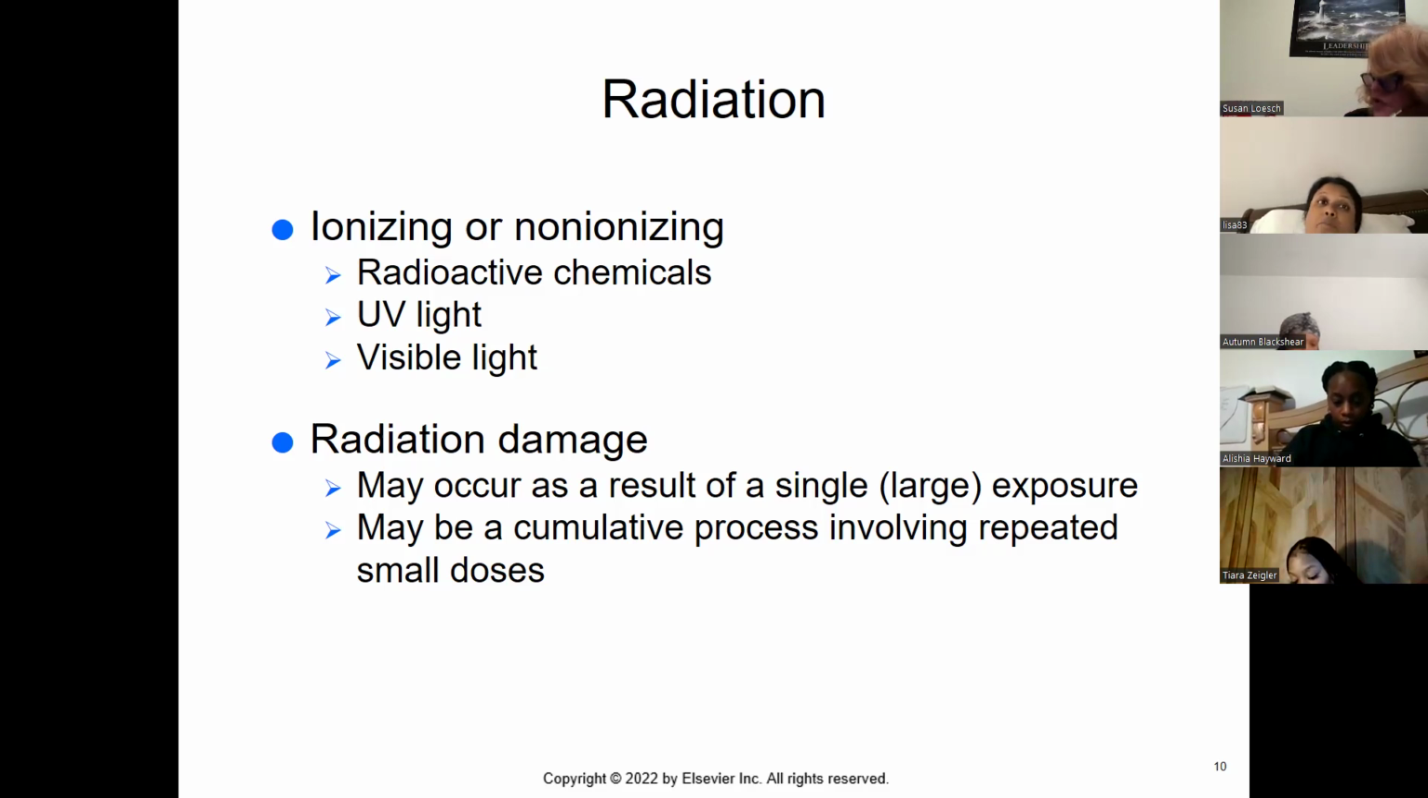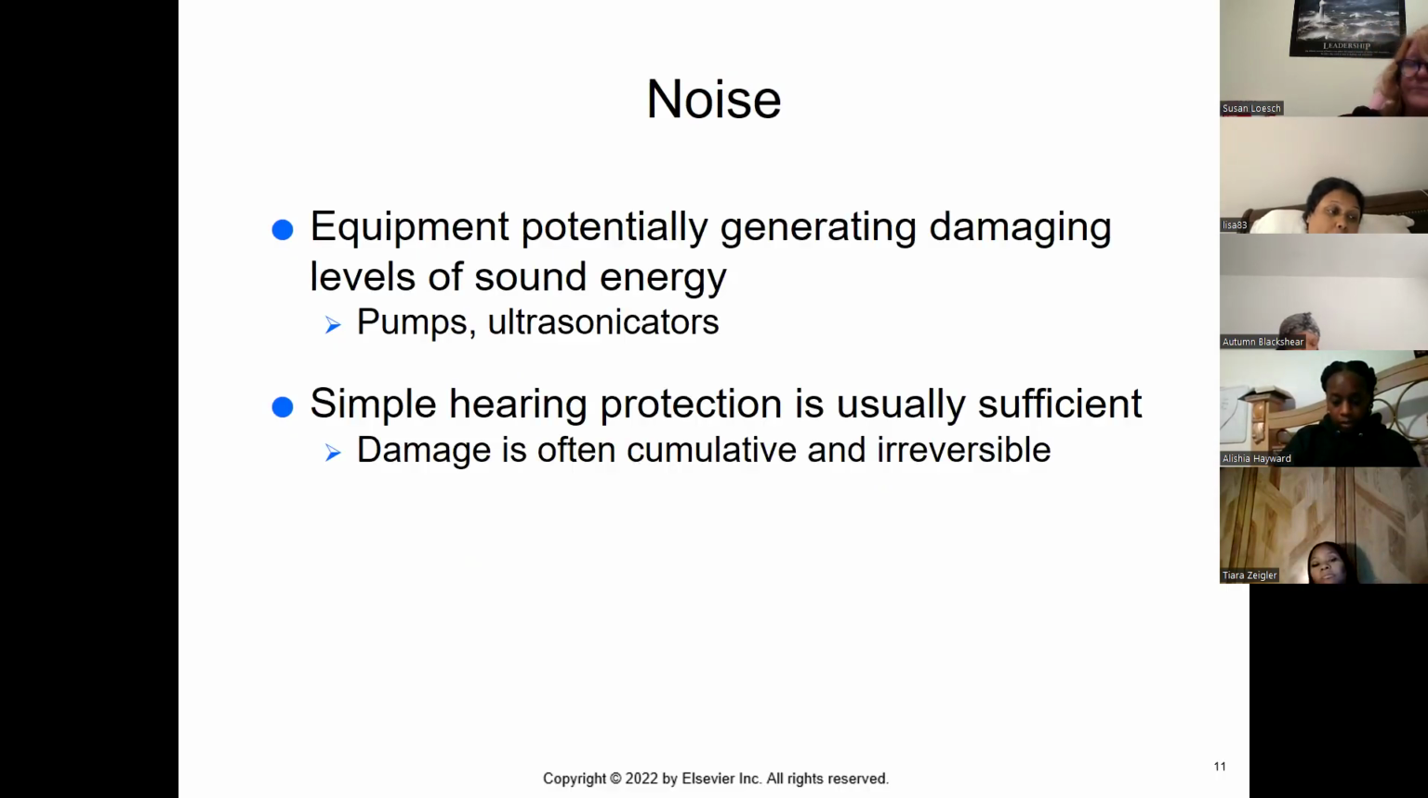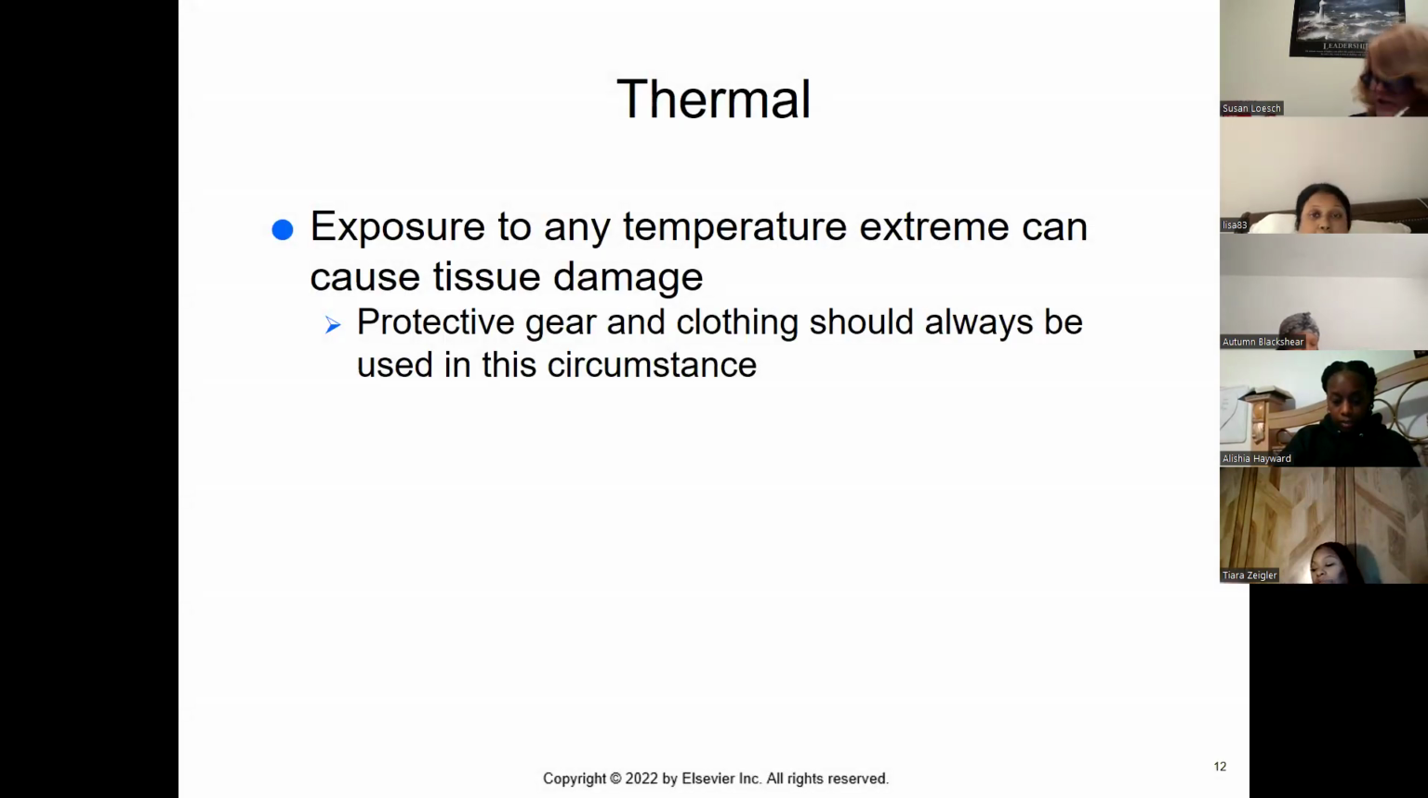Safety equipment is an integral part of all labs. The most common safety equipment you're going to see is things like fire extinguishers, eye washing and hand washing stations, and fire alarms.